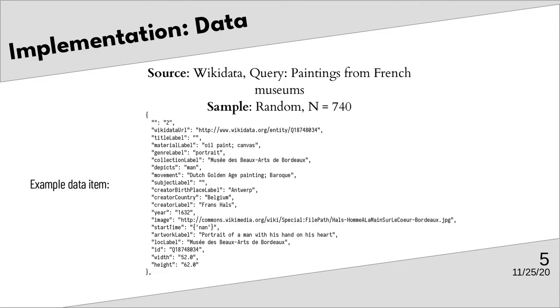So our data source was WikiData. We queried for paintings from French museums. It was a random sample of 740 paintings. And we visualized most attributes in the data set.